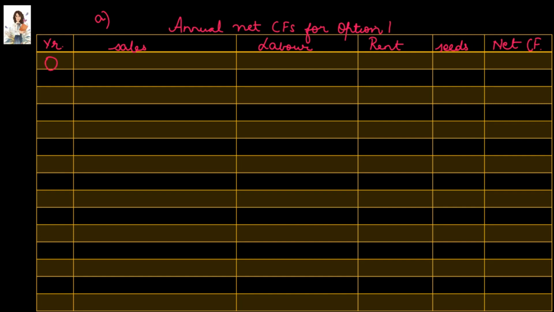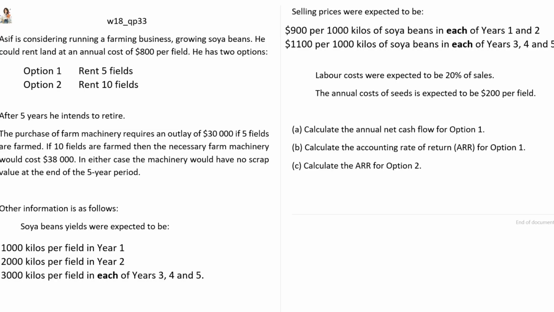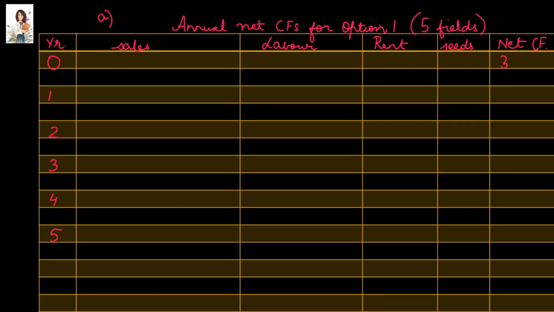We'll start with year 0, which is the date of starting the project, and then we will record years 1 to 5. Remember that option 1 is renting 5 fields. The first cash flow that should be recorded is $30,000 of cash outflow in year 0. So we will write $30,000 in brackets in the net cash flow column.